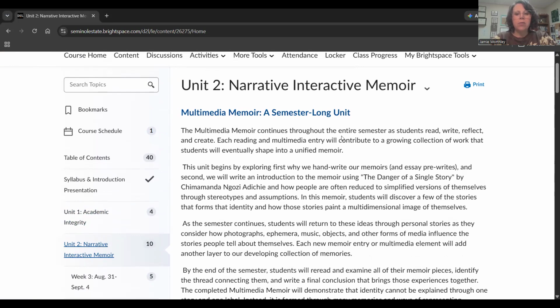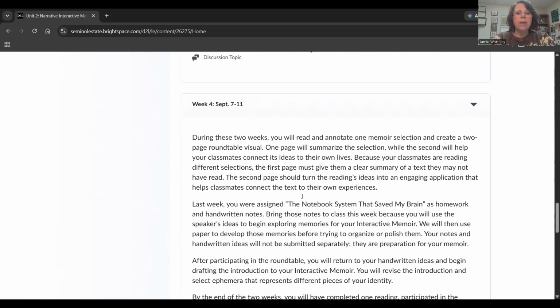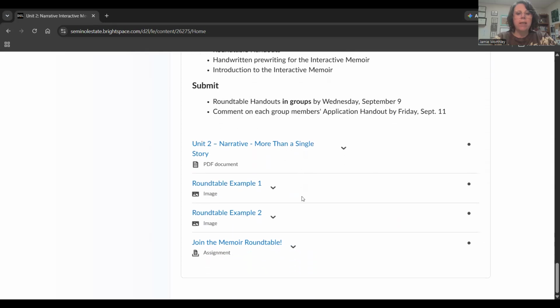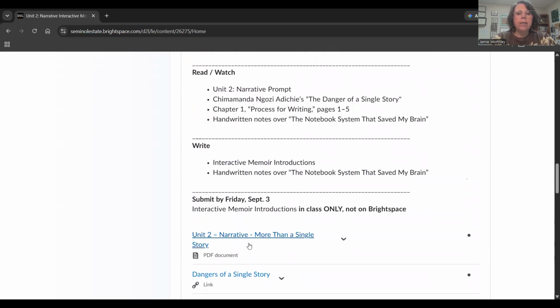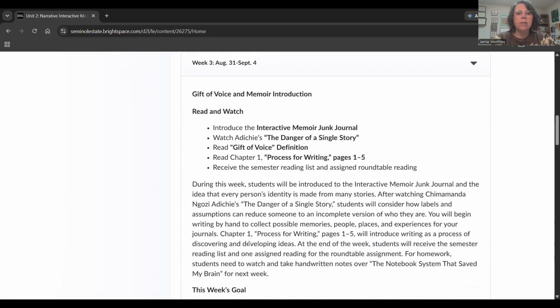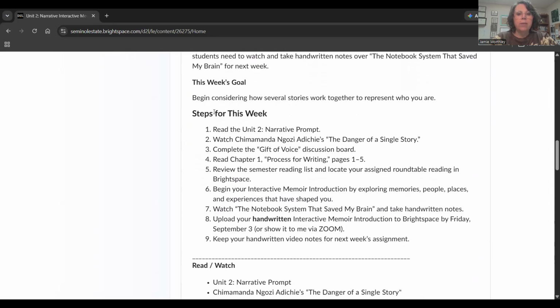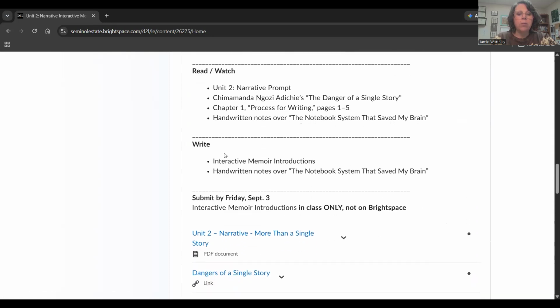It has a description of the unit, and then it's divided into week 3 and week 4. Again, everything that you need is right under here, right? All the assignments. The only thing that's not is a group. So we will be joining groups when we do the round table, right? And I don't want to get into too much of this stuff here. I try to put as much as I can. So for instance, this week 3, we have some steps for this week. We have what we need to read or watch, what we need to write.